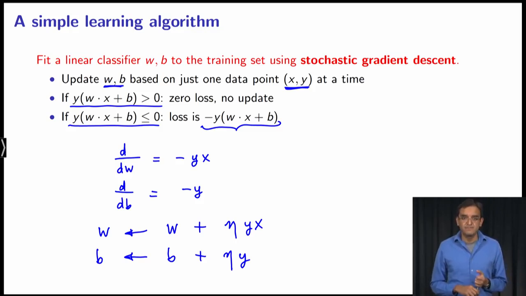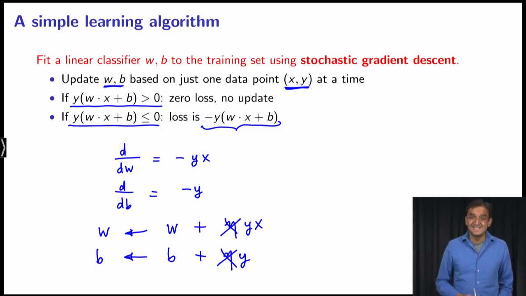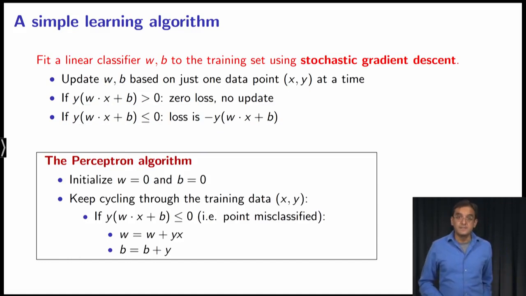Very simple. Well, there's the matter of the step size. We have to decide what to set eta to. And let's just keep things extra simple. Let's just make it equal to 1 so we can get rid of this. So that's going to be our update. And when we do things in this way, we get the perceptron algorithm. So here it is. Very simple algorithm.